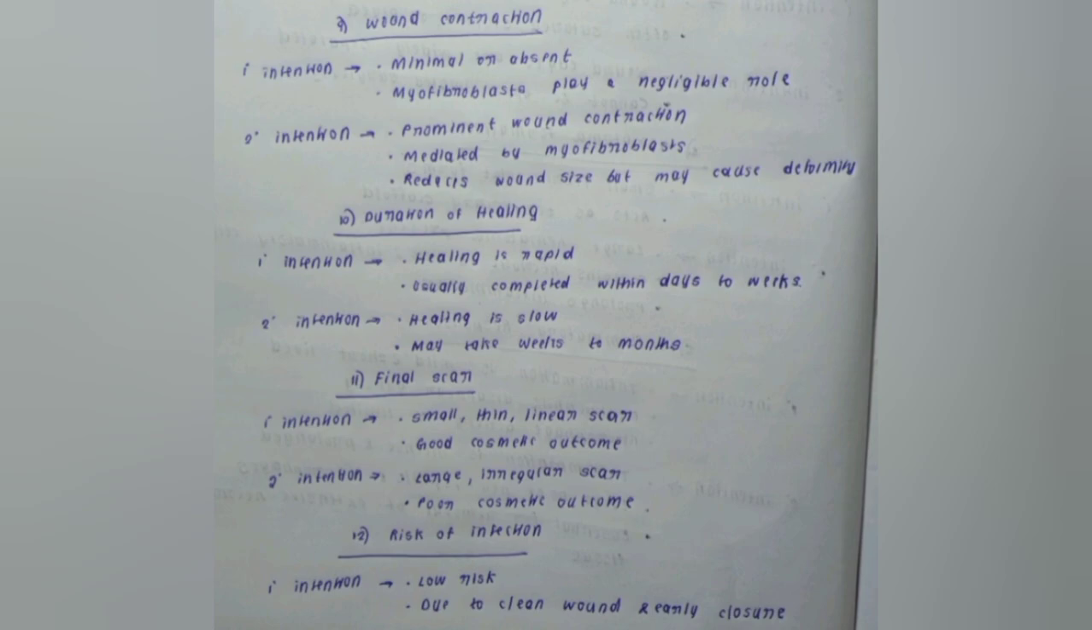Now coming to wound contraction. Primary intention: minimal or absent, myofibroblasts play a negligible role. In secondary intention, wound contraction is prominent, mediated by myofibroblasts, and reduces wound size but may cause deformity. Duration of healing: primary intention healing is rapid and usually completed within days to weeks, whereas in secondary intention it is slow and may take weeks to months. And how is the final scar? In primary intention, it is a small thin linear scar with good cosmetic outcome. In secondary intention, it is a large irregular scar with poor cosmetic outcome.